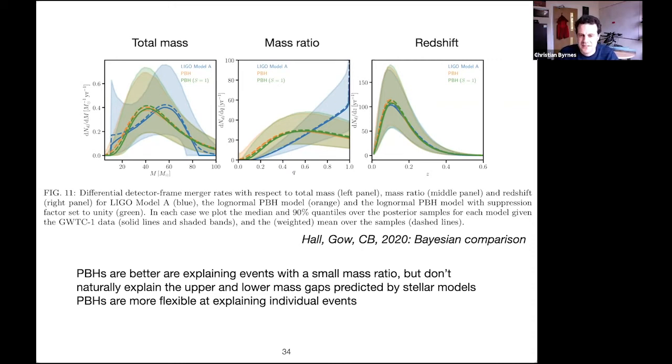We did it because it was the first thing to do, and it's significantly more difficult to do the mixed. But after we did this, other groups, one with Antonio Riotto and a group in Geneva, looked at a mixed model. And they found a mild preference actually for a mixed model, but with only about, if I remember right, about 1/5 of the mergers being due to primordial.